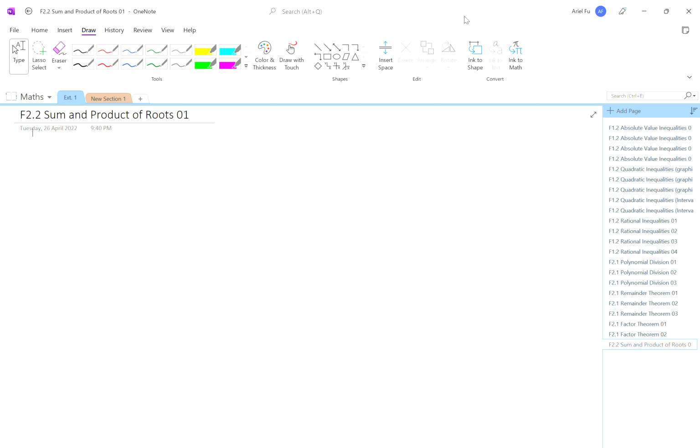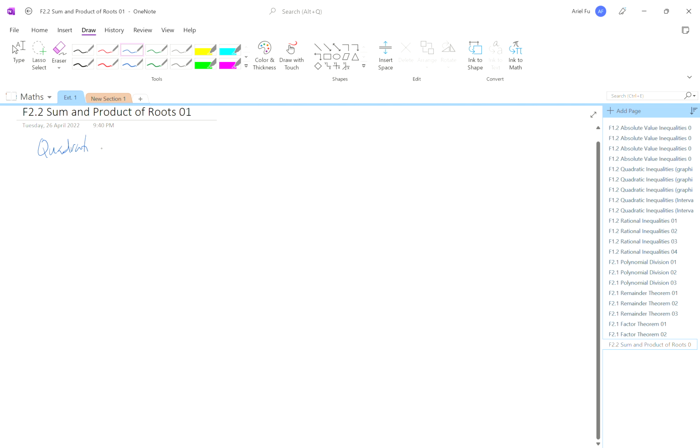Okay, let's start with a quadratic function. Let's say we've got a quadratic function, ax squared plus bx plus c. Let's say this quadratic has two roots. Roots are also called the zeros, i.e. the x-intercepts. Okay, x-intercepts are also called the roots.